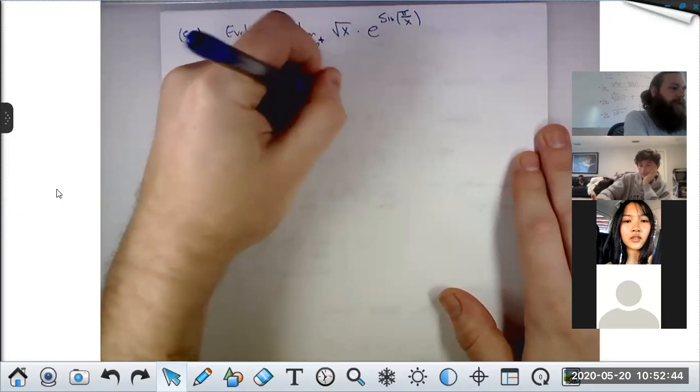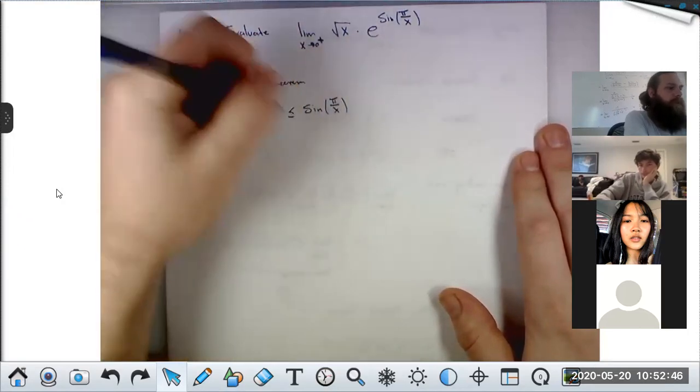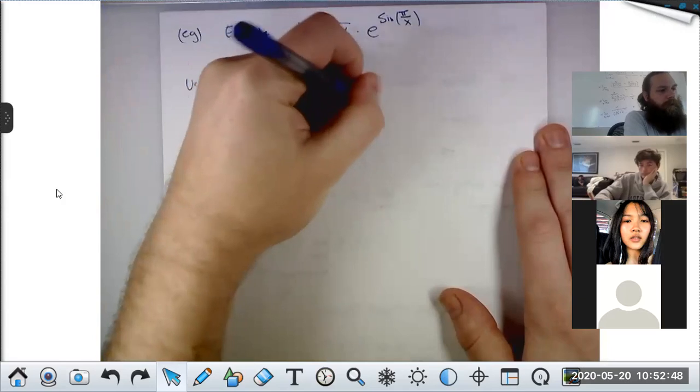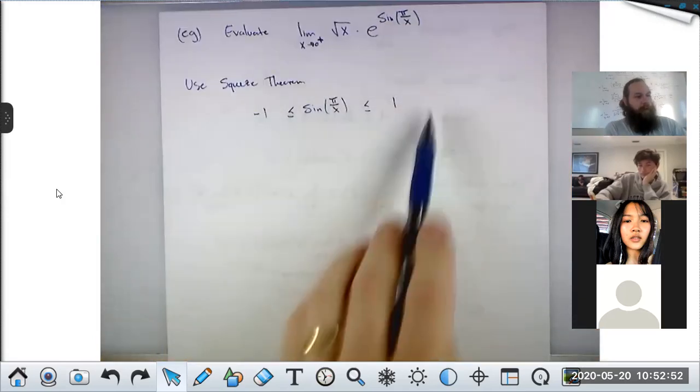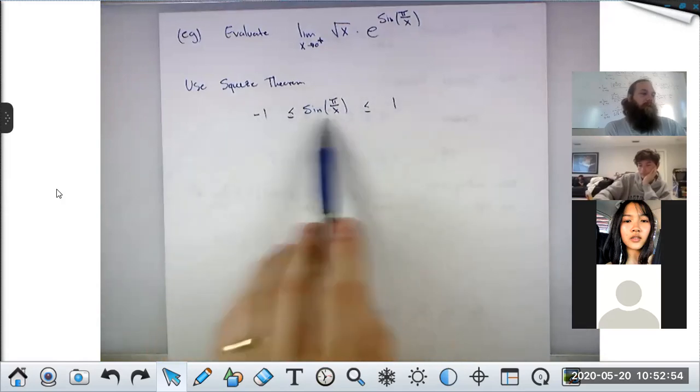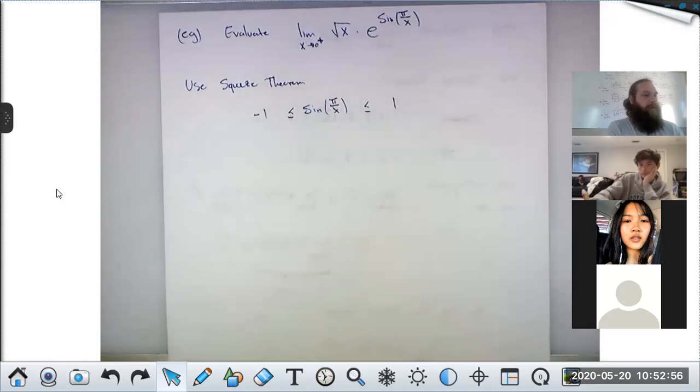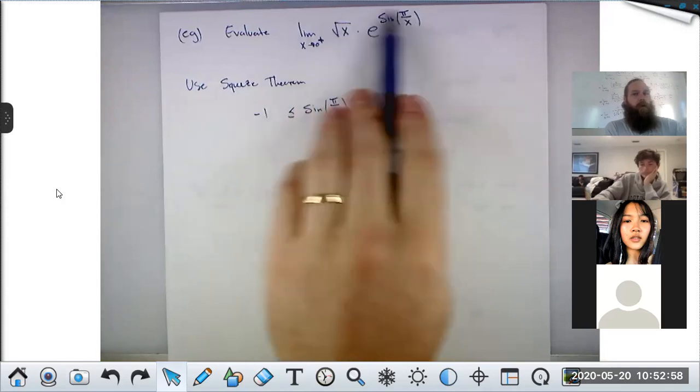Sine of pi over x itself is always bounded below by negative 1 and above by positive 1. And now I'm going to start with this obvious bound, sine function, never smaller than negative 1, never bigger than positive 1, and slowly build this whole thing.